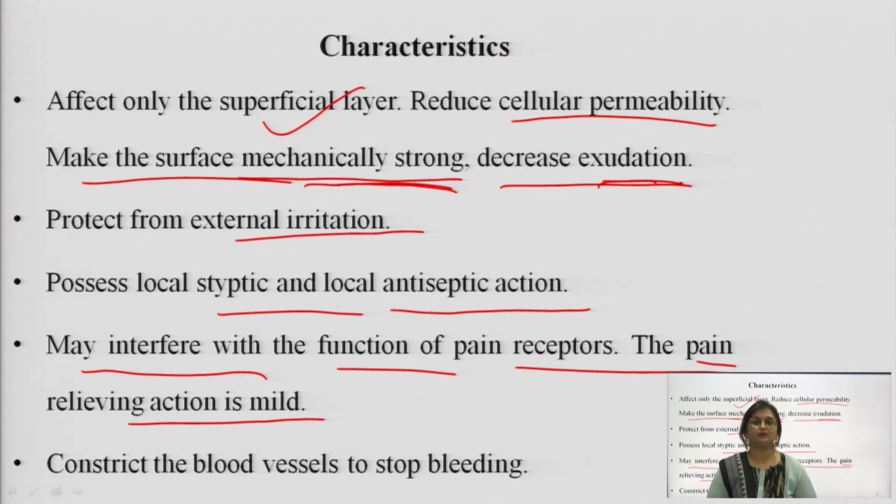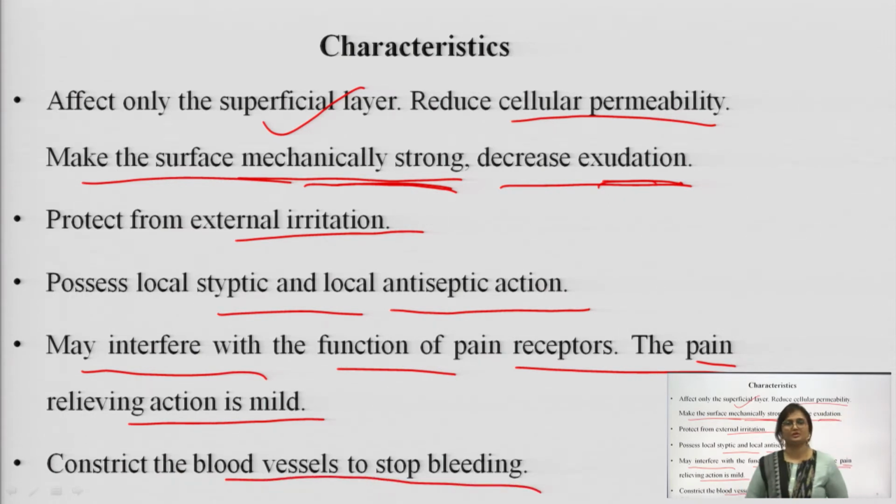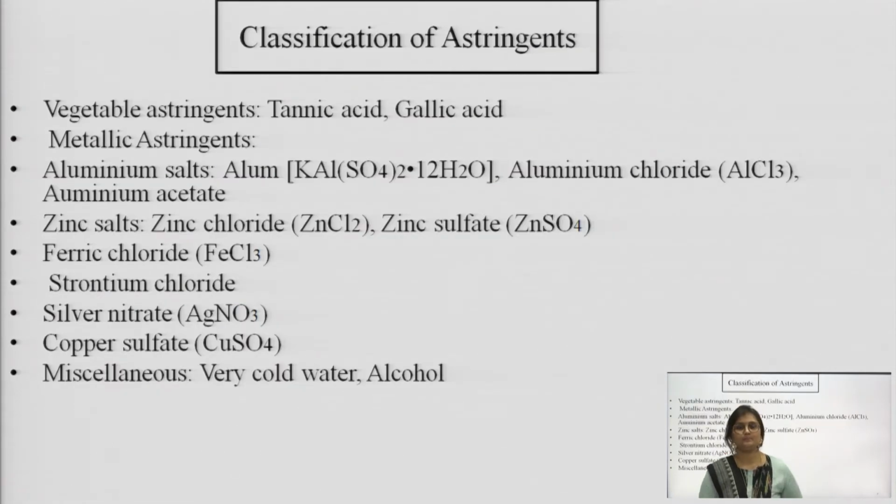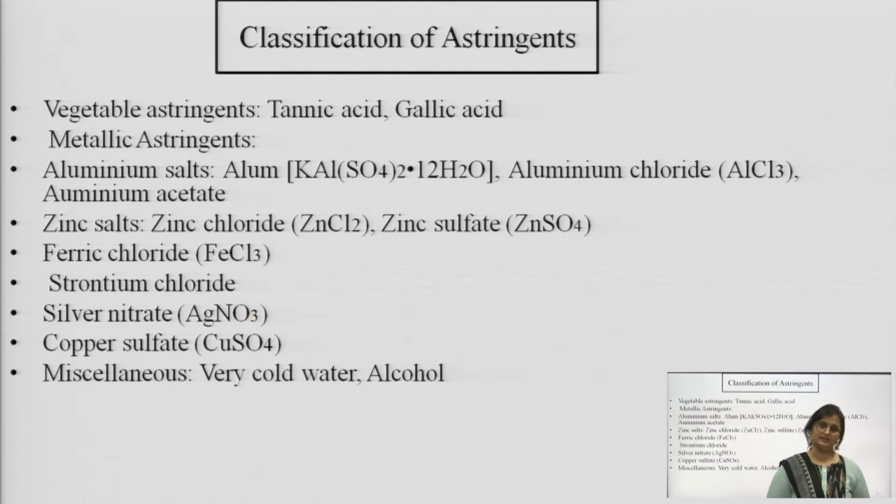Next, they constrict the blood vessels to stop bleeding. This is another function which is of utmost importance to us. They are used to stop bleeding. This is a very important activity, that is, they can prevent excessive blood loss. We've already discussed earlier, astringents are used for constricting small blood vessels. So apart from these characteristics, we shall move on further towards discussing the classification of astringents.